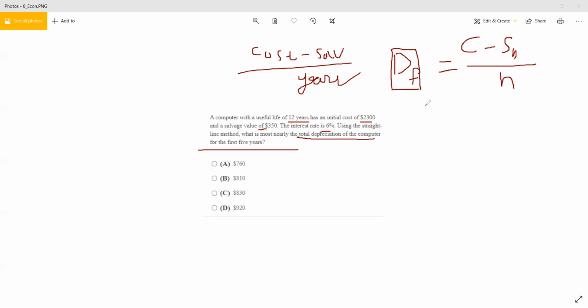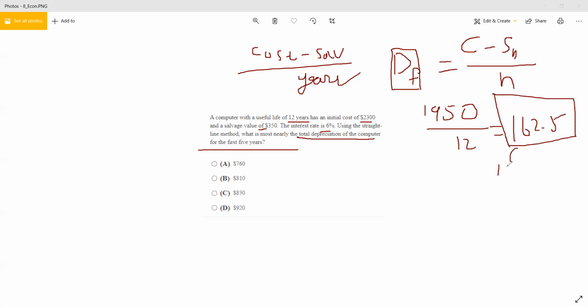Okay. What is that? 1950 divided by 12. Is that 180 something? 162.5. All right. So this is the depreciation in 1 year. And we want the total depreciation for the first 5 years. So 5 times this depreciation value should get you 812.5. So yeah.